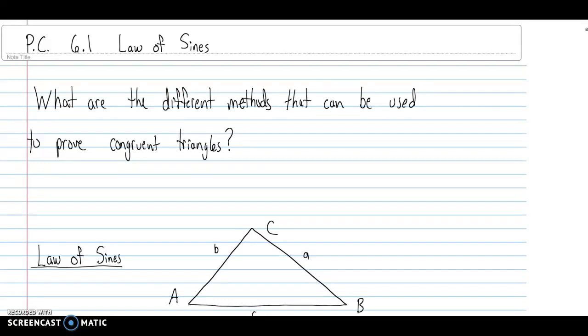Calculus section 6.1 on the law of sines. The question we're going to look at is what are the different methods that can be used to prove congruent triangles? So there are 5 methods if you think back to geometry. We have side-side-side, side-angle-side, angle-side-angle, angle-angle-side, as well as the right triangle case of HL.